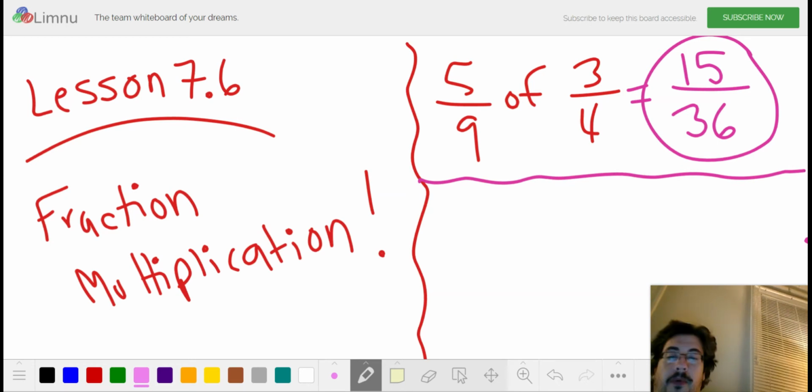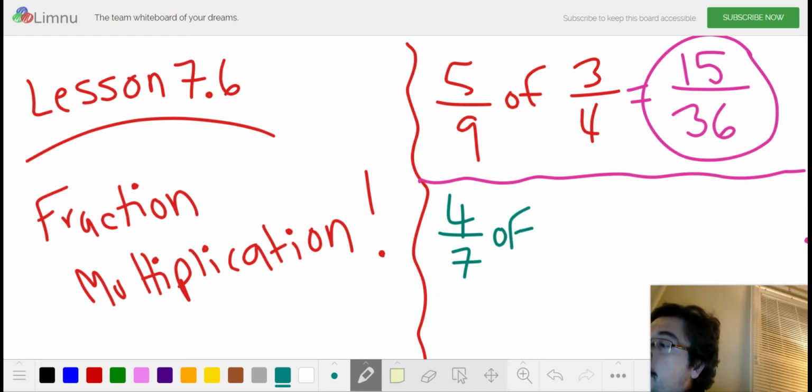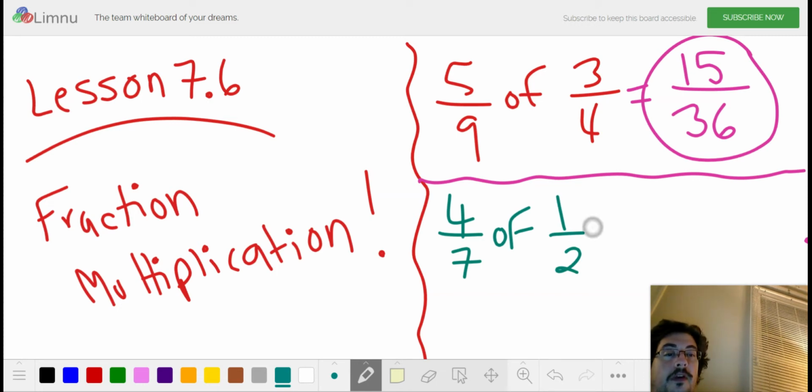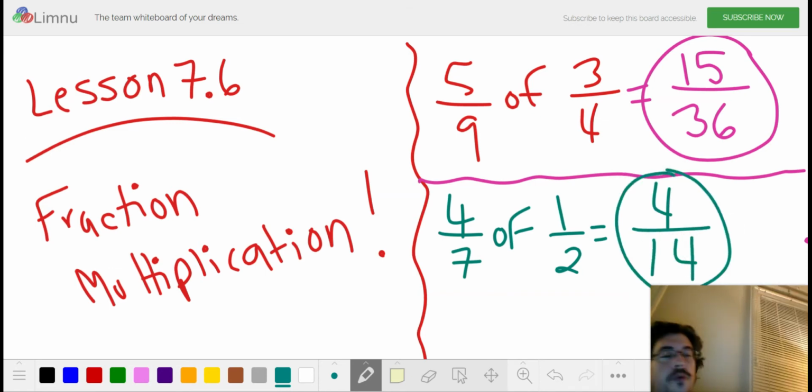Let's look at another example here. Let's say I wanted to find 4/7 of 1/2. Well, once again, I'm just going to multiply straight across the top. My numerator times the numerator gives me 4. Denominator times denominator gives me 14. 4/14, and you're finished. Unless, of course, you're on Think Central, then you're going to have to find the greatest common factor between the 4 and 14 and divide the 4 and 14 by the greatest common factor. So you'll have to do a little more work on Think Central.